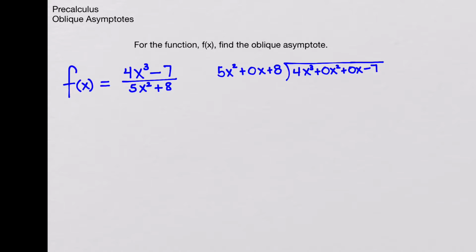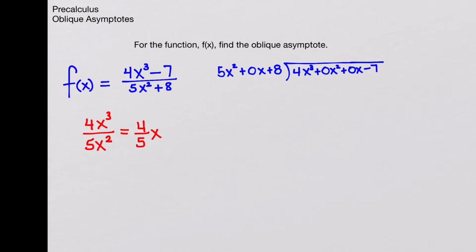So I start by taking the first term, 5x squared, into the first term of the expression under the division sign. So off to the side, I'm going to say 4x cubed over 5x squared. And what does this simplify to? 4/5 x. So here I came out with a fraction, and I did this one on purpose. It's really just about the worst possible problem you could see. So this way, if you can do this one, you can do anything. So sometimes you get fractions in there, and that's okay.